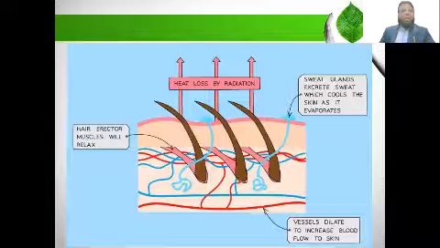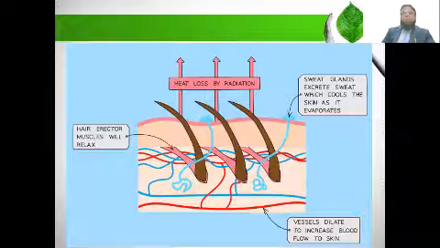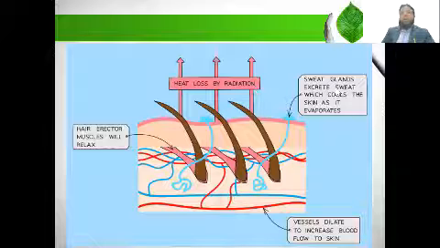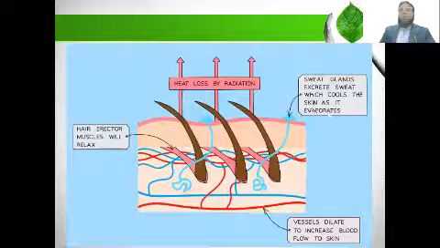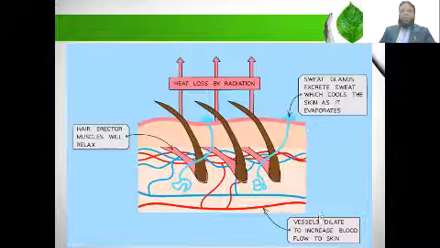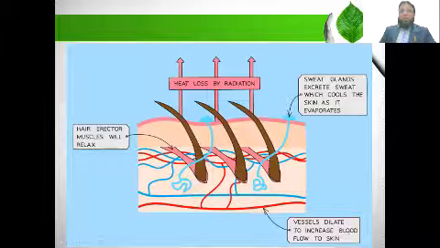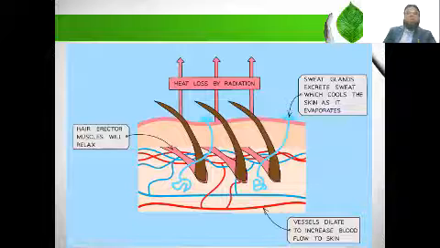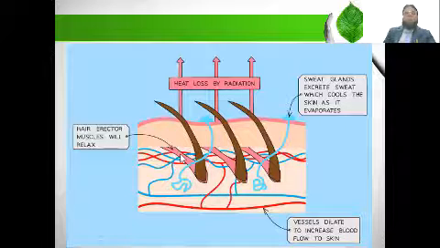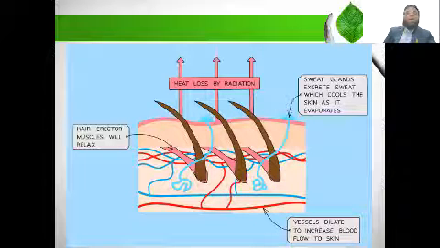As you can see in the diagram, this shows heat loss by radiation. Sweat glands excrete sweat, which cools the skin as it evaporates, and vessels dilate to increase the blood flow to the skin. Sometimes a diagram is given and they ask whether it is vasodilation or vasoconstriction.